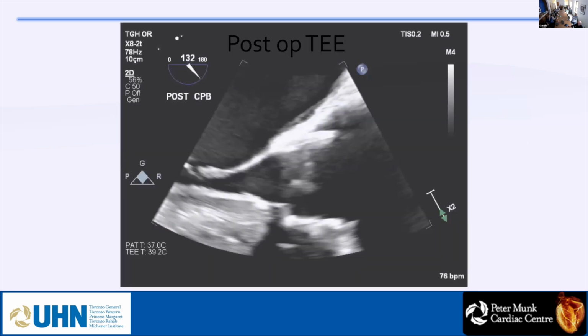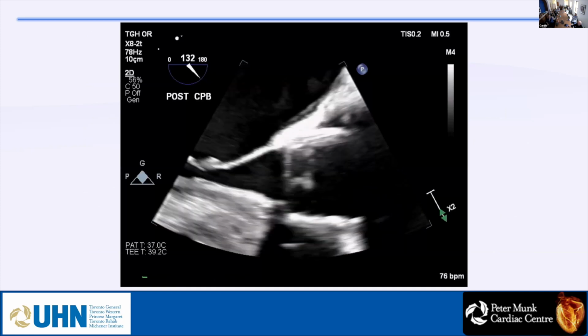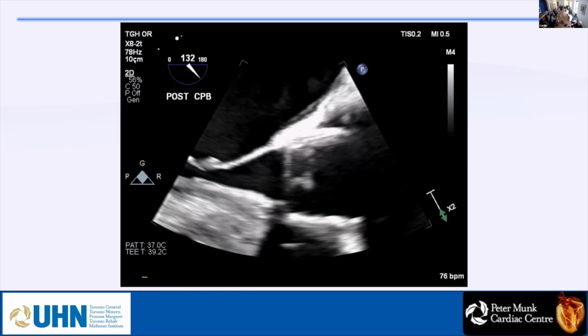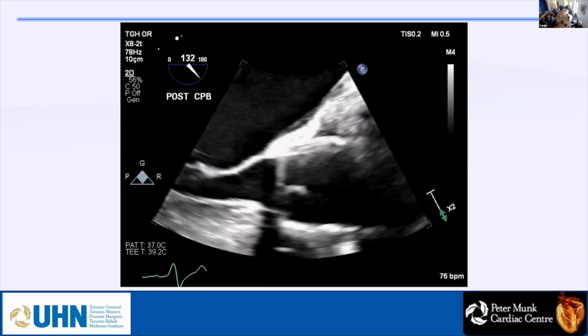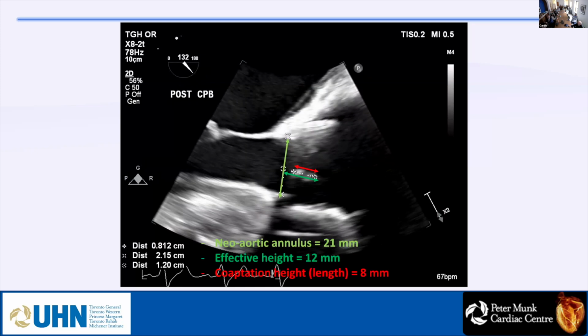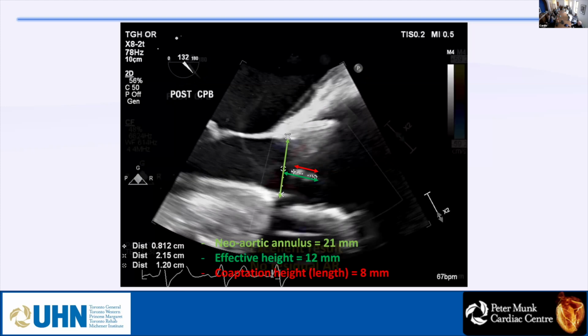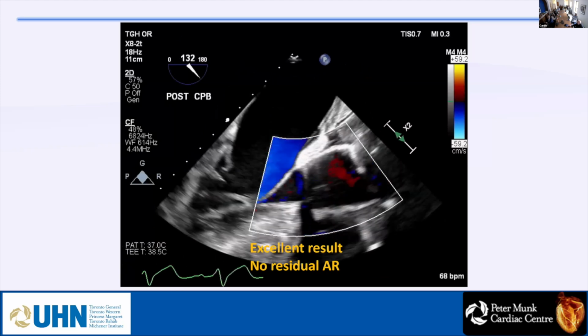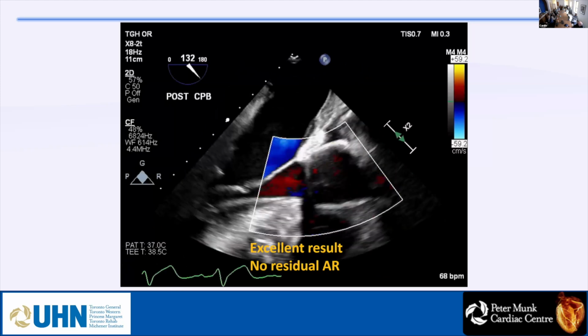Post-op. So again, this is the David operation. This is not due to David himself, because we now have 3 surgeons doing it in our center. So this is the valve. That's a very good effective height, very good coaptation height. This is the virtual annulus. No AI at all. So like imagine, 0 AI.